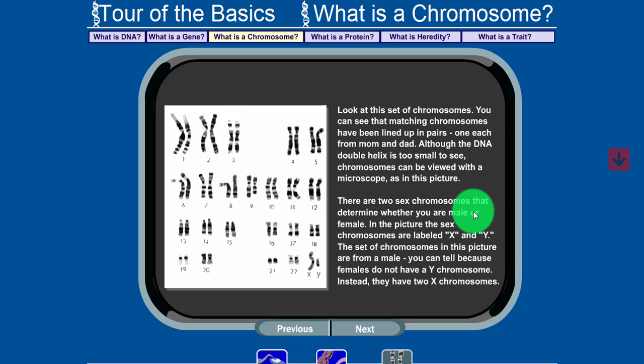There are two sex chromosomes that determine whether you are a male or female. In this picture, the sex chromosomes are labeled X and Y. The set of chromosomes in this picture is from a male. You can tell because females don't have a Y chromosome. Instead, they have 2 X chromosomes. Here, a male.